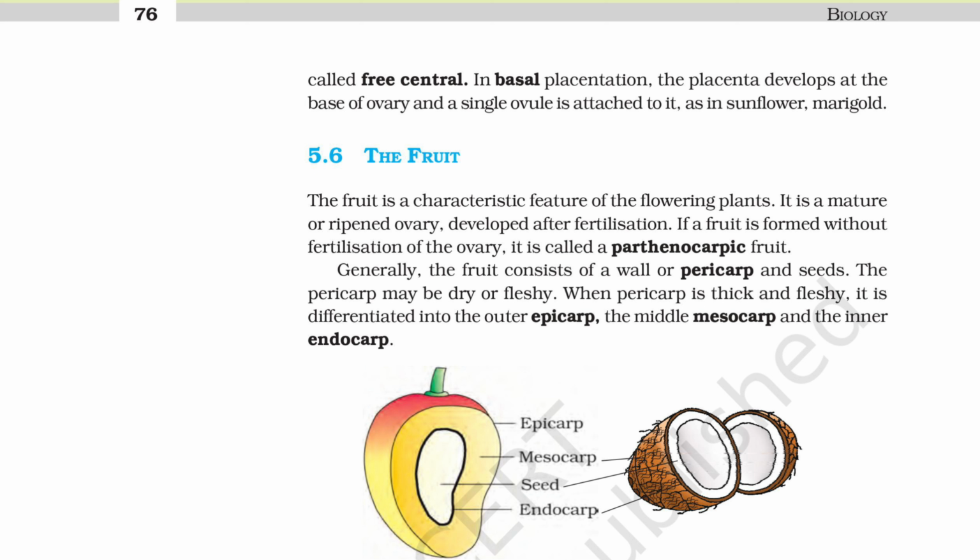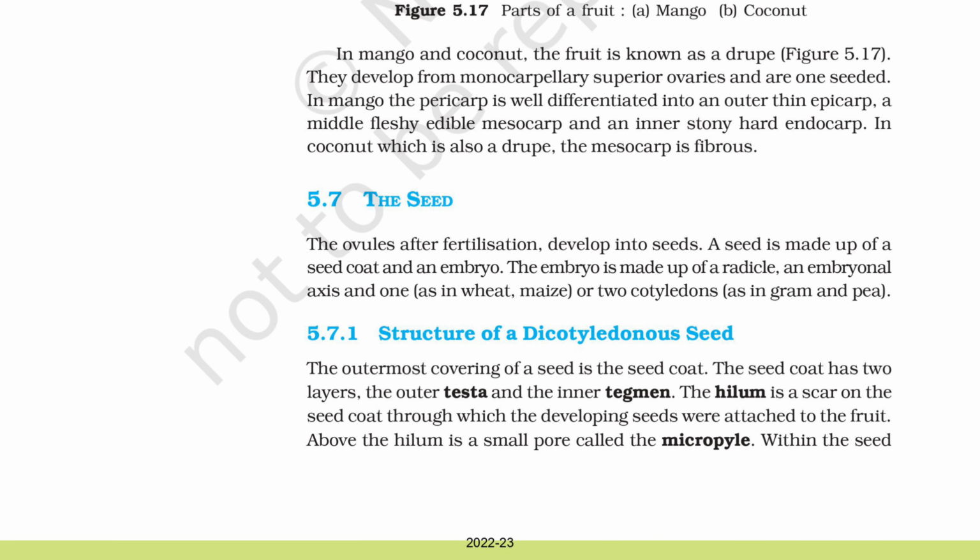When pericarp is thick and fleshy, it is differentiated into the outer epicarp, the middle mesocarp and the inner endocarp. In mango and coconut, the fruit is known as a drupe. They develop from monocarpellary superior ovaries and are one-seeded. In mango, the pericarp is well differentiated into an outer thin epicarp, a middle fleshy edible mesocarp and an inner stony hard endocarp. In coconut, which is also a drupe, the mesocarp is fibrous.